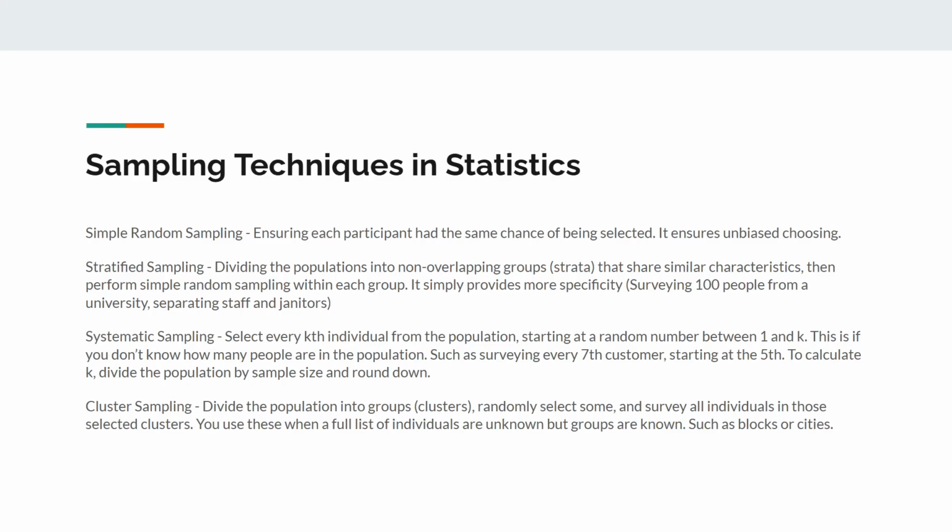These are the sampling techniques that we'll typically use in statistics. First, we have simple random sampling, which we mentioned before. It ensures that each participant has the same chance of being selected. It ensures unbiased results. That's the method of sampling. But to ensure that you have a simple random sample, you just calculate if each participant has had the same chance of being selected.